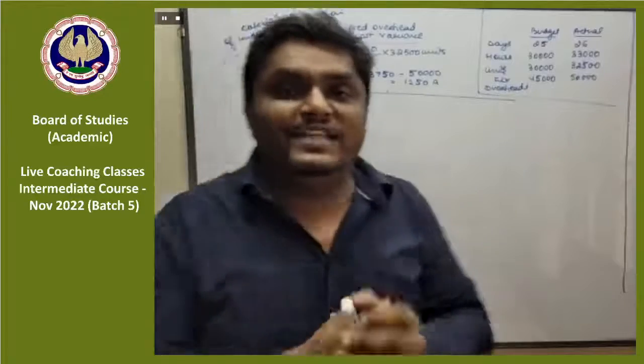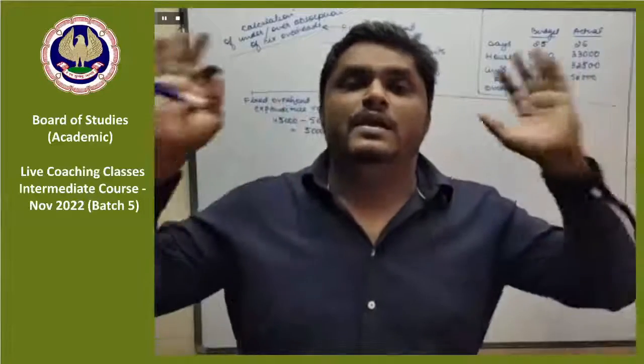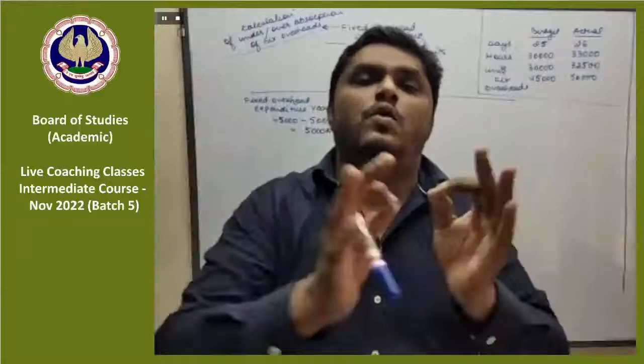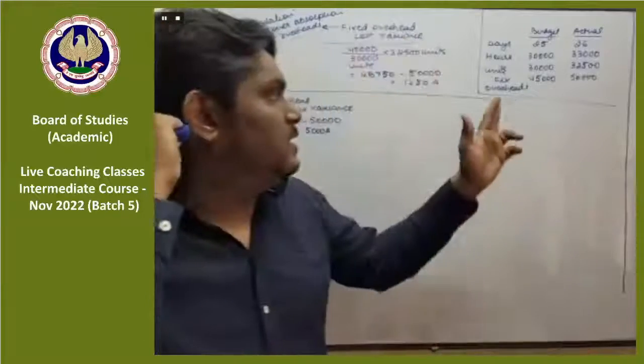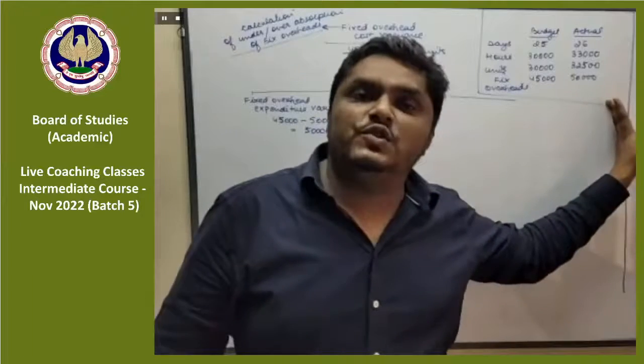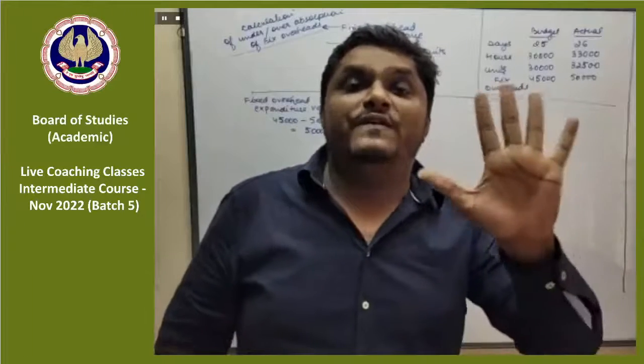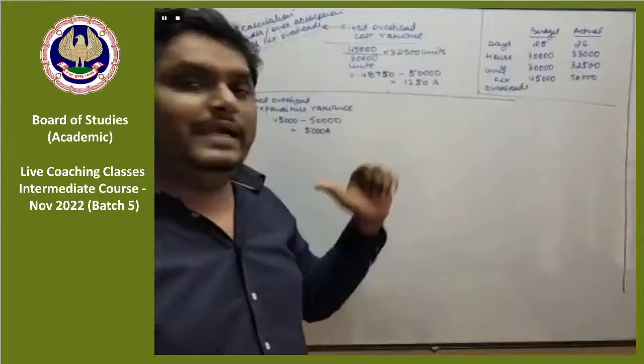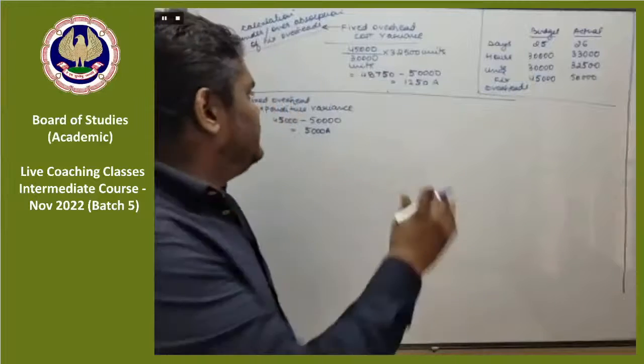When talking about expenditure variance, very simple. Since fixed overhead remained constant at all levels of production, how much were we supposed to incur? 45,000. How much did we actually incur? 50,000. 5,000 extra we incurred, so it is adverse. Now, very simple, guys.